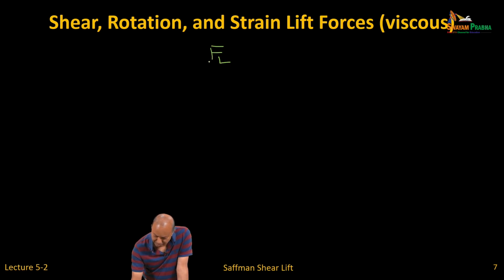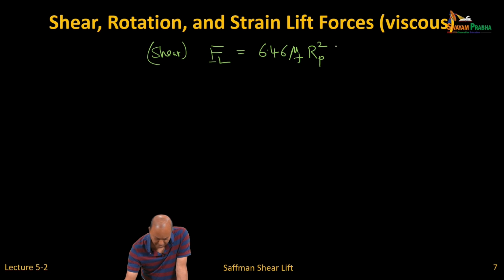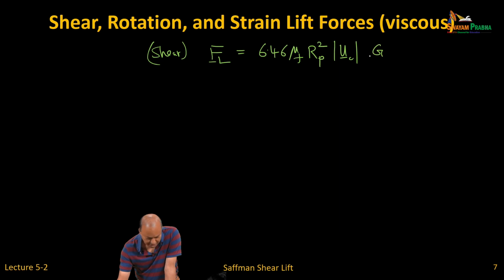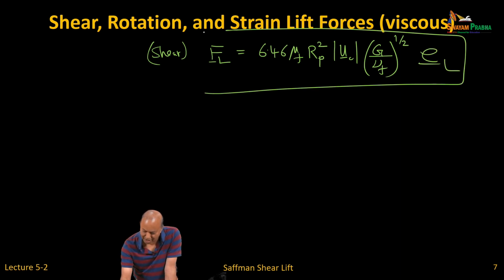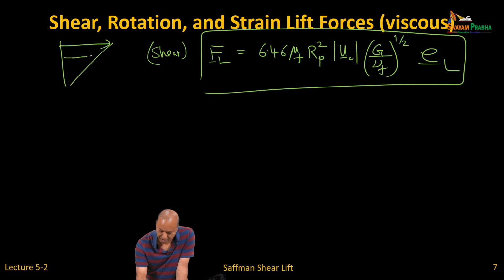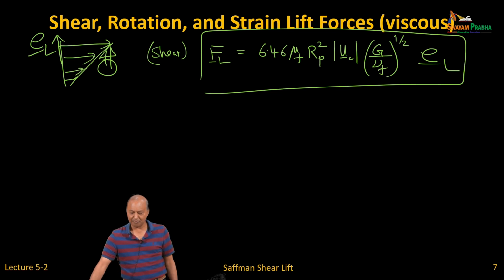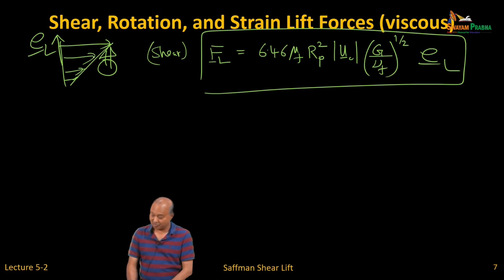shear lift force comes out to be 6.46 viscosity times Reynolds number squared relative velocity, g over nu to the power 1/2, and it's directed in the lift direction, which is Ey. Okay, so in other words, let me just call this direction El. So in other words, the particle will experience a lift force up, and this is the formula Saffman derived.